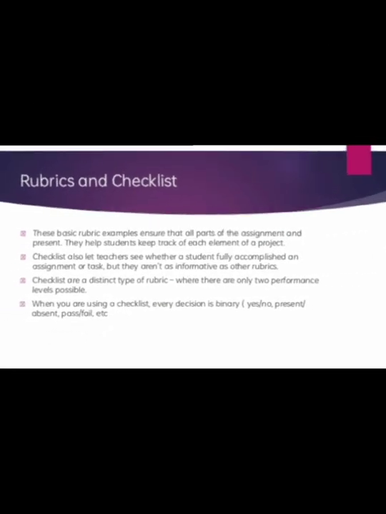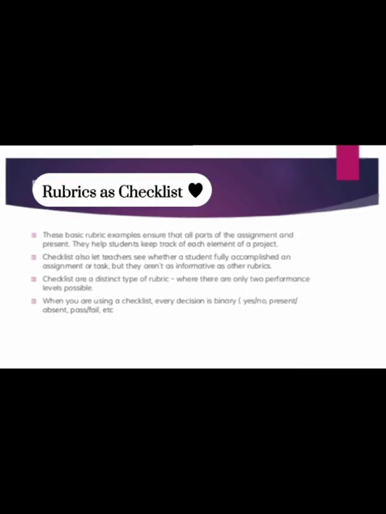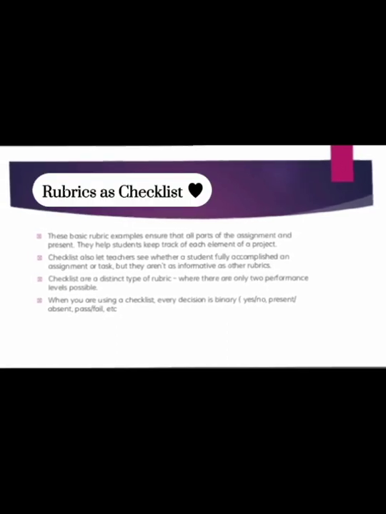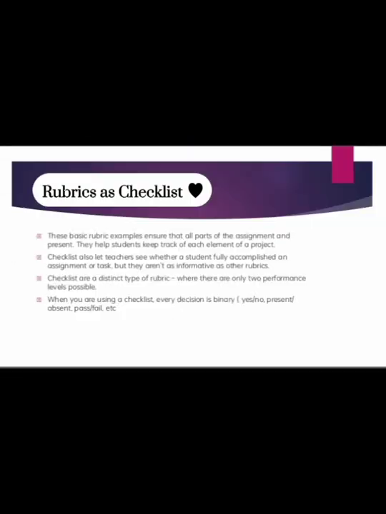Rubrics as checklist. These basic rubric examples ensure that all types of assignments are present. They help students keep track of each element of a project. Checklists also let teachers see whether a student fully accomplished an assignment or task, but they aren't as informative as other rubrics.